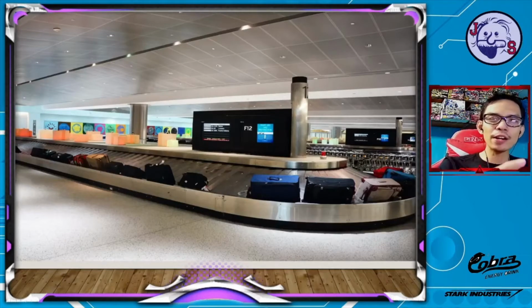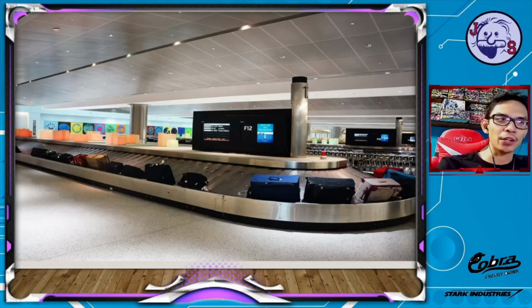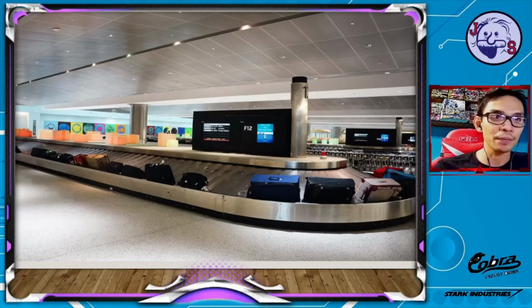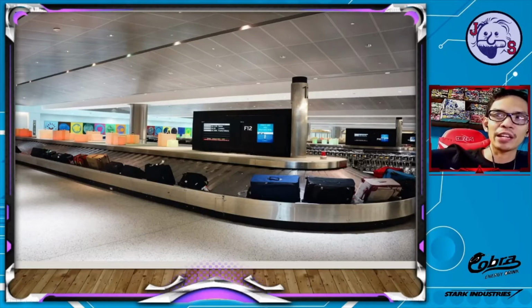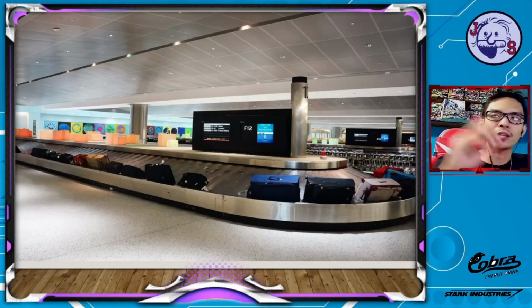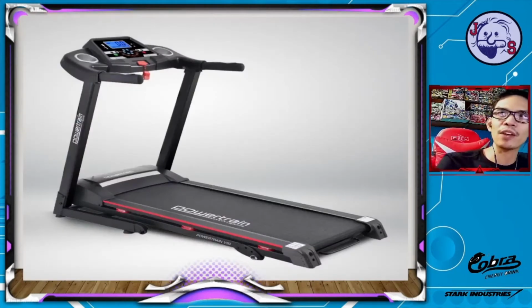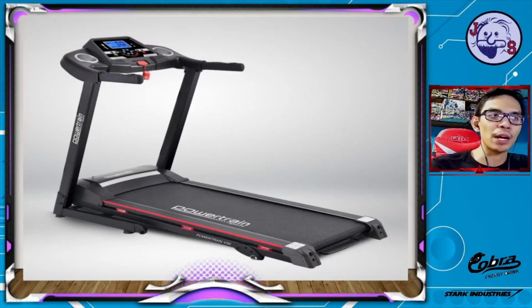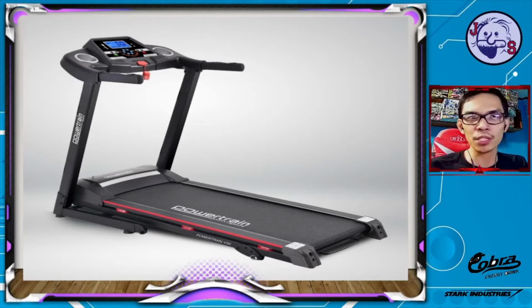Our topic today has something to do with this baggage conveyor. As you can see, this conveyor belt is placed in an airport. The baggage sits there, then circulates around the conveyor. Aside from that, we have here the treadmill. As we all know, in order to use a treadmill properly, you must move in the opposite direction of the movement of the treadmill itself.